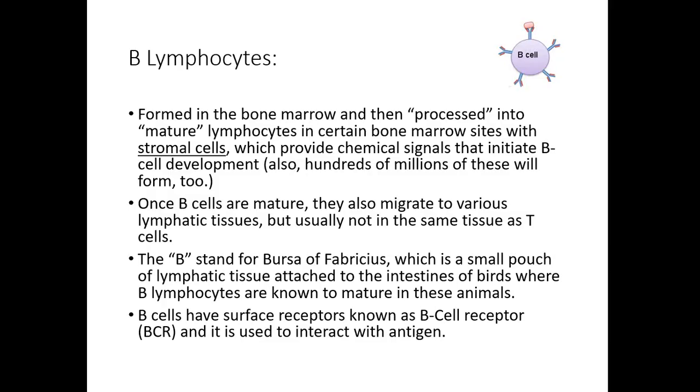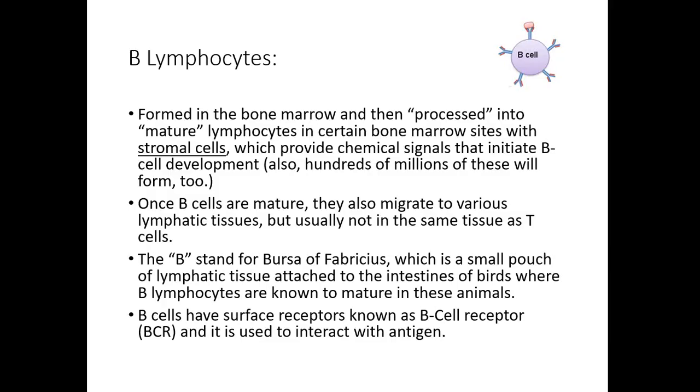Once that B cell has matured, they will leave that bone marrow, they migrate toward other lymphatic tissues, and generally speaking, it's lymphatic tissues that do not have T cells. If for some reason they're in a lymphatic tissue that has both T and B cells, you'll see that those two populations of cells are actually segregated as well.